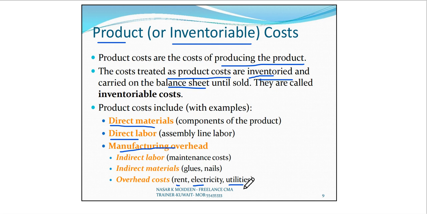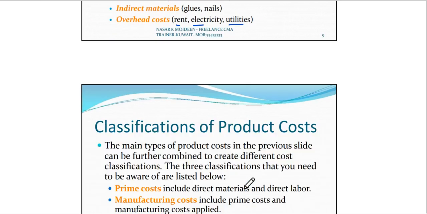Product cost means that cost will be carried in the product and shown in the balance sheet until it is sold. But period cost goes directly to the income statement when such expenses are incurred. So we have two things: period cost and product cost.